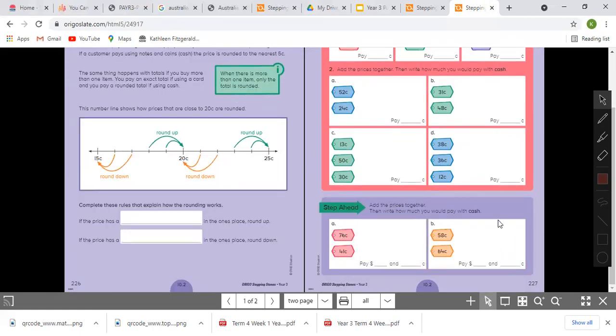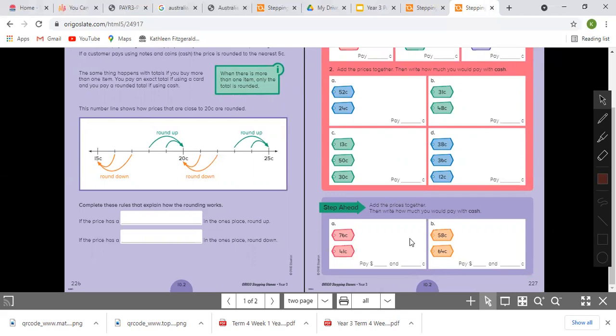Okay, add the prices together, then write how much you would pay with cash. You're doing exactly the same thing again, except these ones are going to be going over $1. So that's why you've got your $1 and something cents. Okay, when it's over $1, we still round it, but you're only looking at rounding the cents. We don't round any of the dollars.